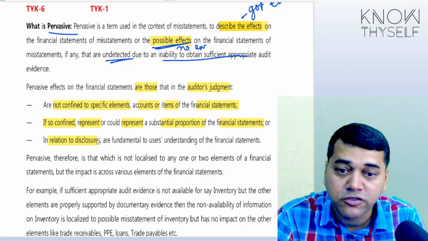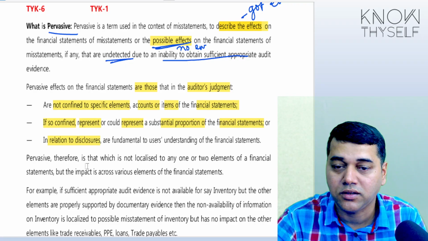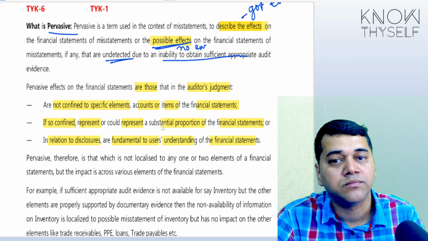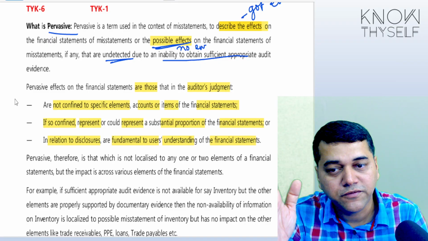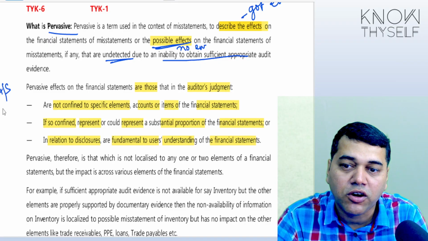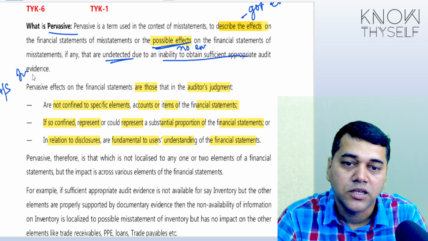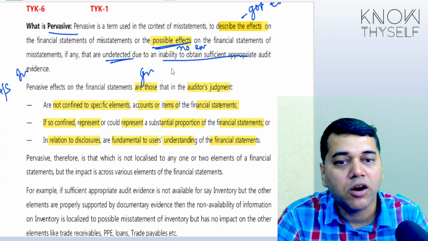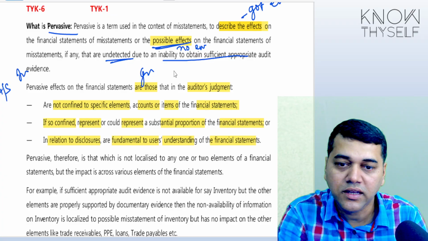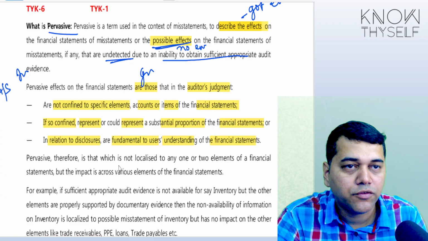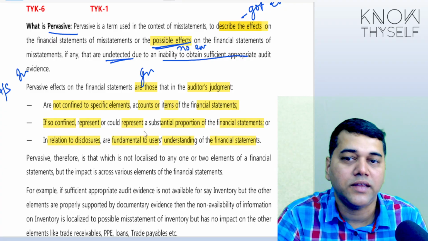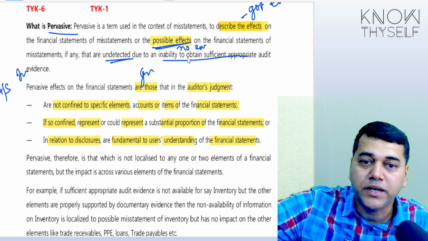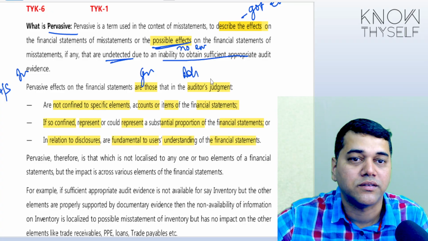Or in relation to the disclosure, like what Krishna has told to your Karna, very fundamental to the users' understanding of the financial statement. You are not telling whether these financial statements are done as per accounting standards or your Ind AS. You are not telling whether the financial statements are prepared on going concern basis or liquidation basis. Is it not fundamental? If you are not going to tell that, then your pervasiveness comes into picture. That's why students, when going concern becomes inappropriate, we always end up giving adverse opinion because it's pervasive, no.